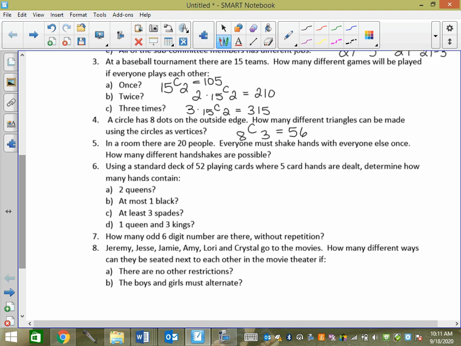In a room, there are 20 people. Everyone must shake hands with everyone else. How many different handshakes are possible? So we have 20 people, and we choose how many to make a handshake? 2. Is it a C or a P? And the answer to this is?